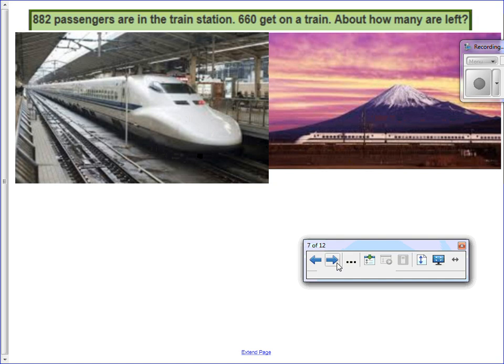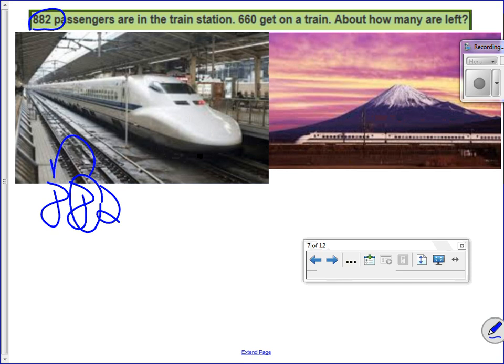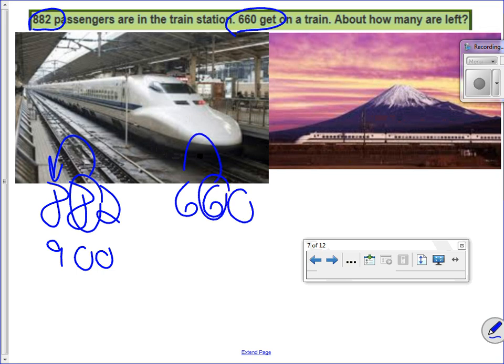All right, we got a bullet train. We got Mount Fuji. 882 passengers are on the train. 660 get on a train. How many are left at the train station? So we have 882. I got to round. This is bigger than 5, so that changes this 8 to a 900. 660. Once again, 660. This 6 right here is bigger than 5, so it's going to change this to a 700. Okay. So we have 900 at the train station.